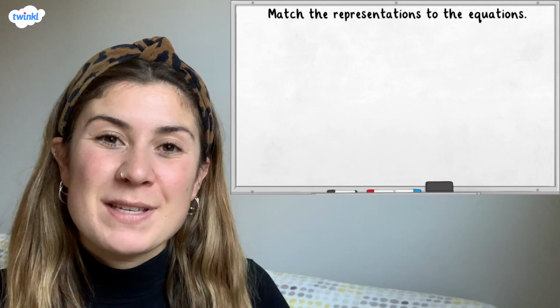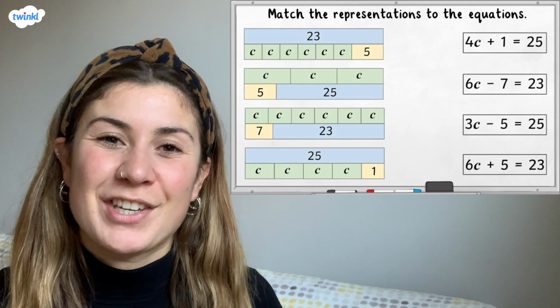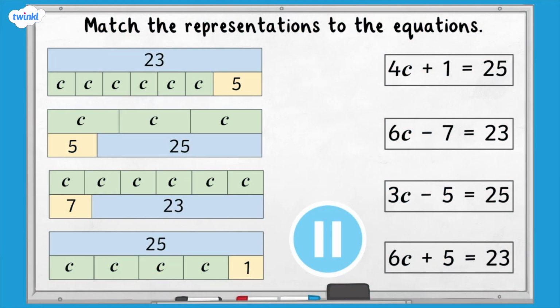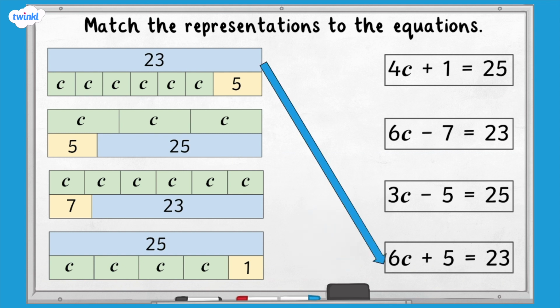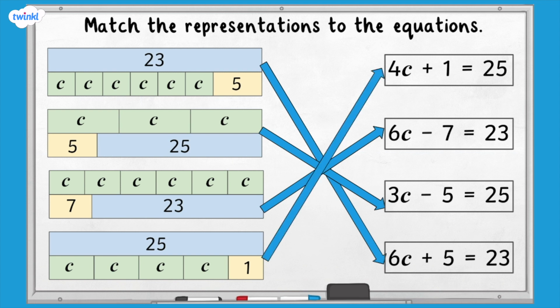Now it's time for a quick challenge. Can you match your representations to the correct equations? Here is the correct answer. The top bar model represents 6c add 5 equals 23. The next one represents 3c subtract 5 equals 25. The next one represents 6c subtract 7 equals 23. The bottom bar model represents 4c add 1 equals 25.